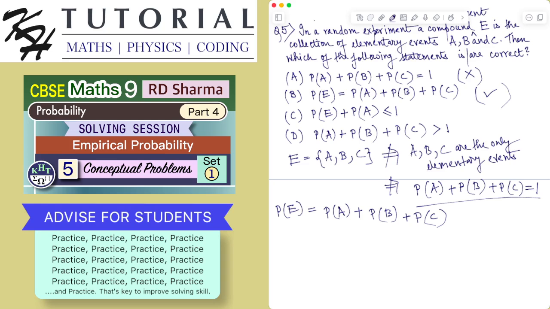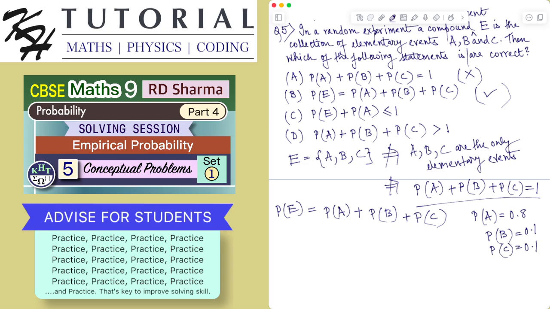For example, let's say A, B, C are the only possible elementary events of a random experiment, and let's say probability of A is equal to 0.8, probability of B is equal to 0.1, and probability of C is equal to 0.1.